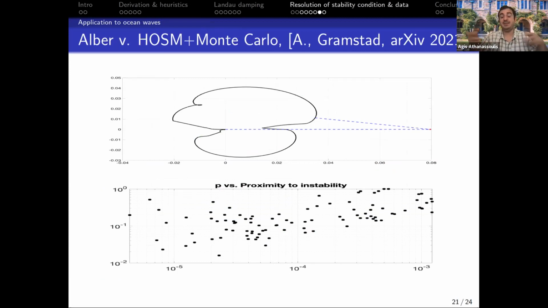So its proximity to instability is something like 0.5. If it was out here, it would be 0.9, and if it was down here, it would be 0.1. Why is this significant? Because if you think of how non-linear Landau damping results work, once you have linear Landau damping, you bootstrap this to prove non-linear Landau damping.